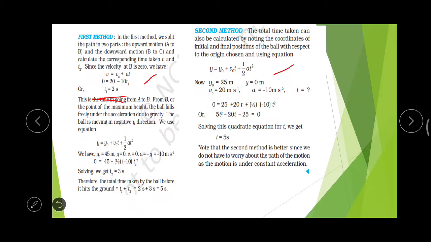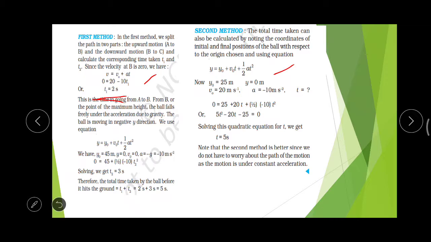Then now we have to find out the time required for the downward motion. That is t2. For that one, we are using the equation y is equal to y0 plus v0 t plus half a t square.